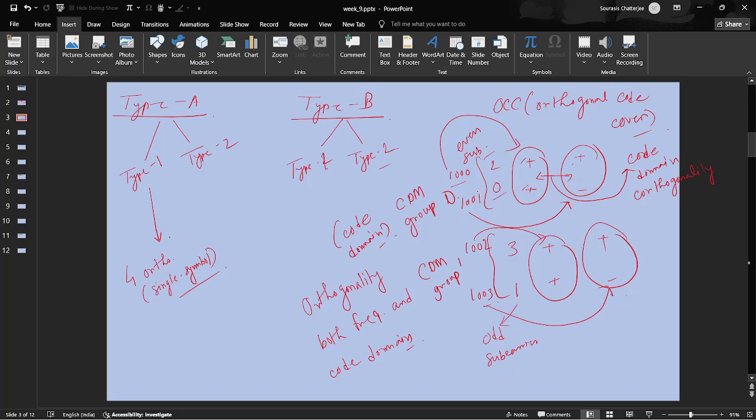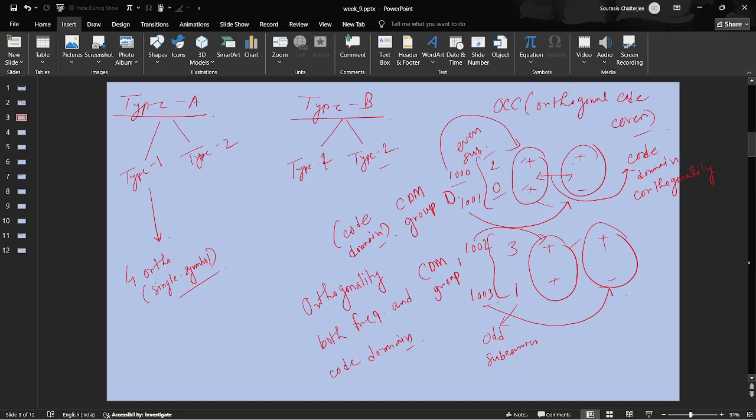This is about intra-group, but the moment we talk about inter-group, like some elements of CDM group 1 and CDM group 0, we can see that in the code domain they are not orthogonal. Maybe this one here and this one here, from 1000 and 1002, code domain-wise they are transmitting the same thing. So there is no code domain orthogonality, but they are transmitting from different subcarriers. Port 1000 uses 0th and 2nd, whereas port 1002 uses first and third subcarriers. So there is no code domain orthogonality, but there is frequency domain orthogonality.